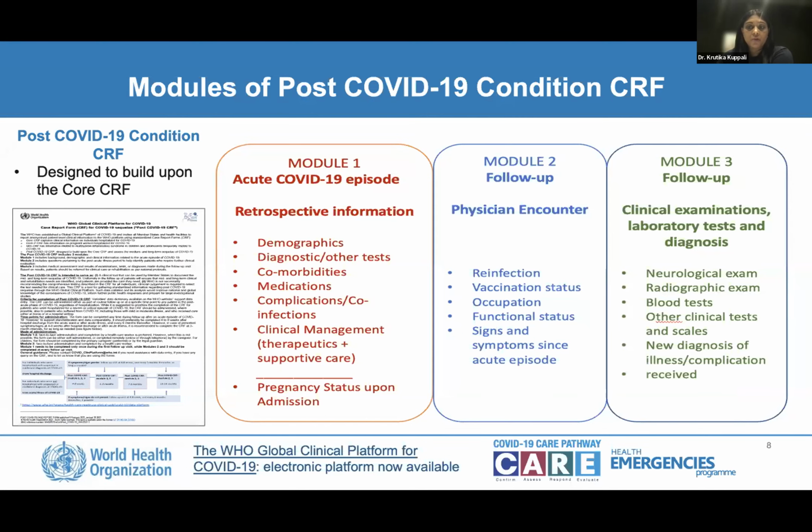And then the third module, which also is done on follow-up, we collect information on clinical examinations and laboratory tests. And this has information about different neurological exams, radiographic exams, any other clinical tests and scales, and any other new diagnoses. And as I said, we're really working hard to collect data for our global clinical platform. So if people are interested, please reach out to us and we can give you more information.